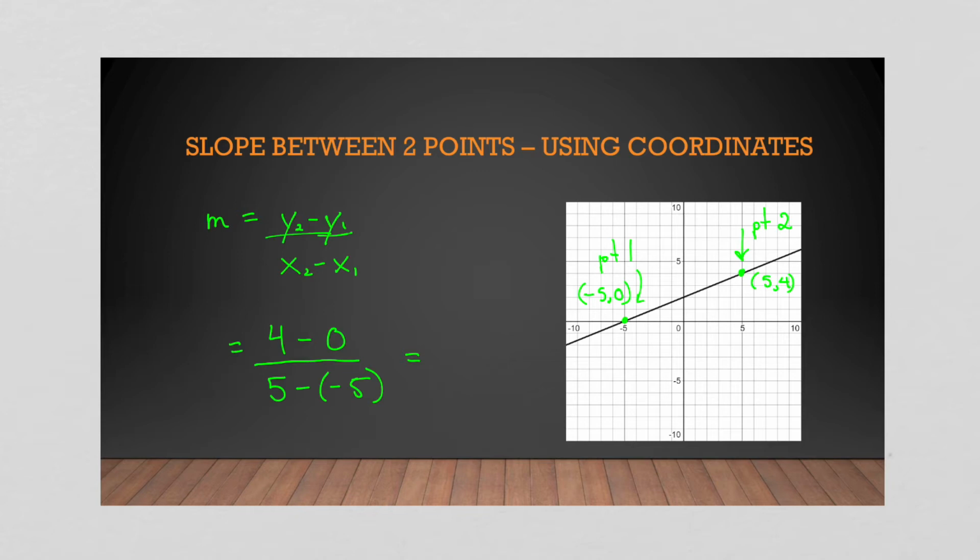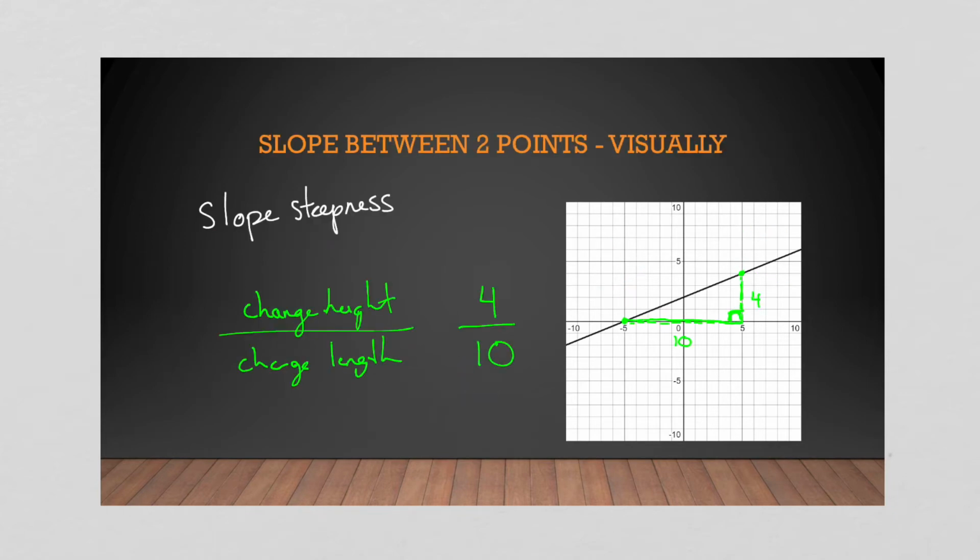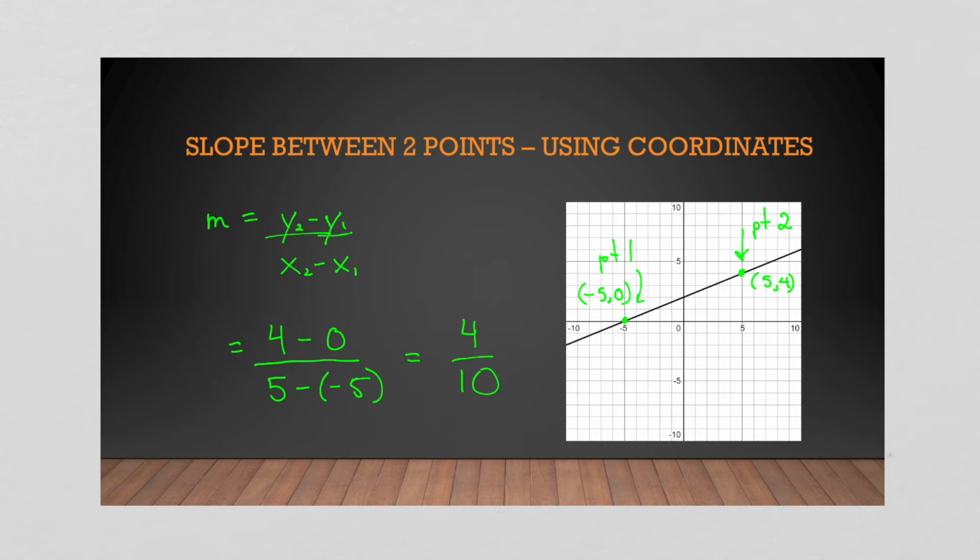And if you do the subtraction, you end up with 4 over 10. It's exactly the same as what we got here, but we can do it using this equation. Change in y's over change in x's, which is change in height over change in length.